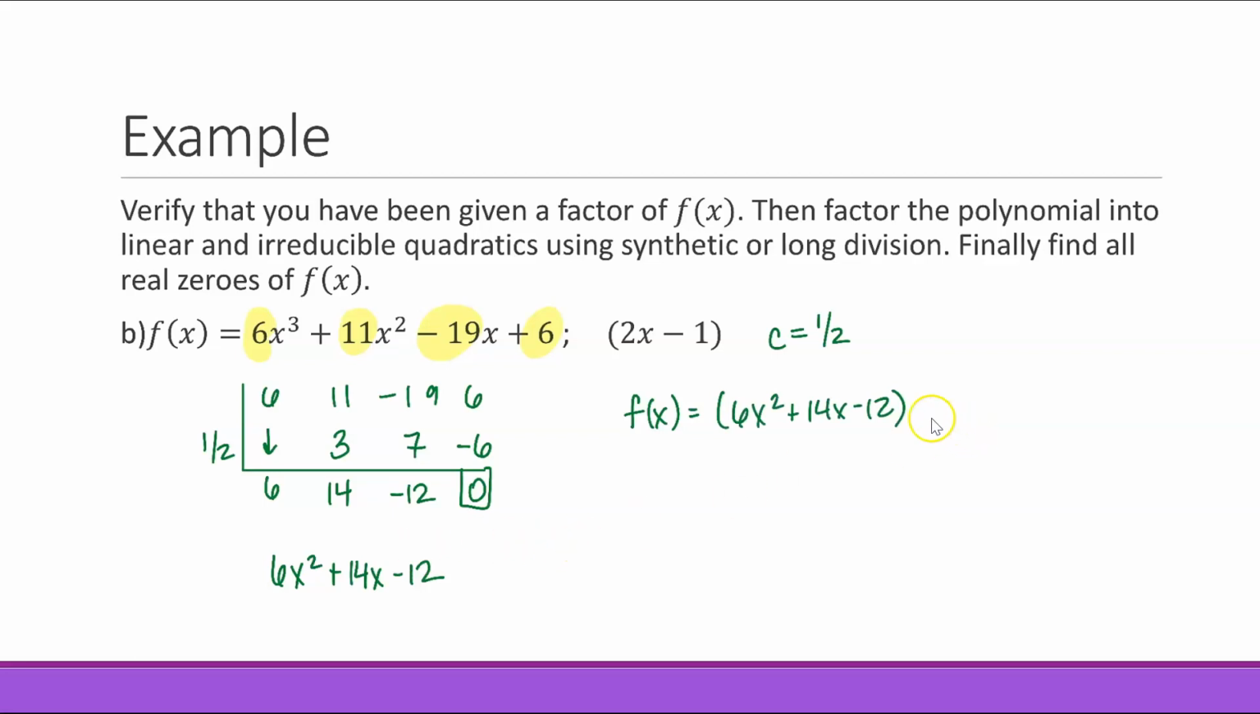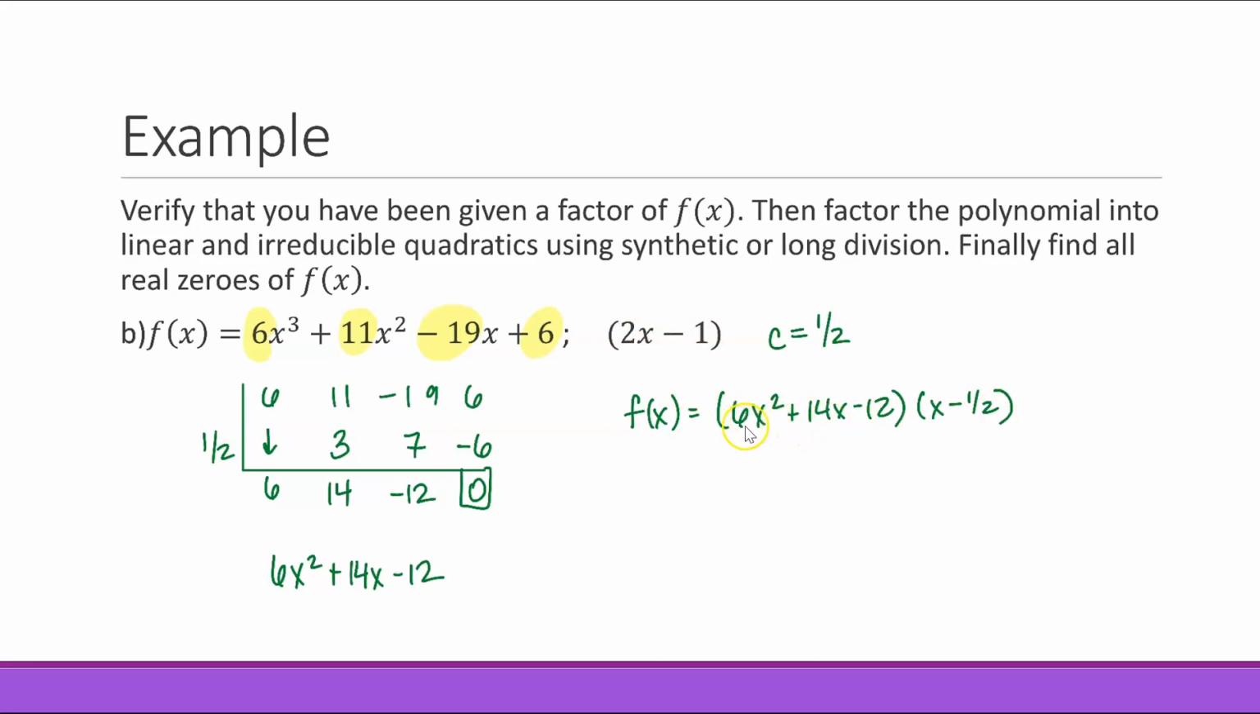And then the linear factor, I'm going to go ahead and put x minus 1/2. So we said the value of c was 1/2, so we have x minus c as one of the factors. And you might be thinking, why didn't I put 2x minus 1? And you'll see why in just a second.